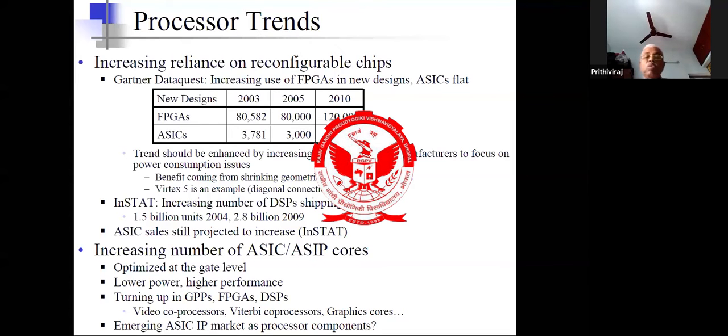...risen to 120,000 here. So what does this trend show us? This trend shows us that the entire trend can be enhanced by increasing interest for FPGA manufacturers to focus on power consumption issues, and the benefit coming from shrinking geometries and new architecture. So Virtex-5 is an example where the diagonal connections are 65 nanometers.